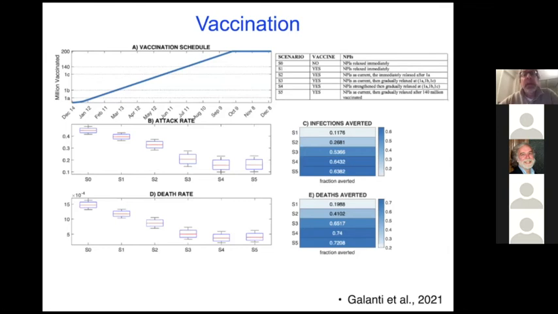In other words, the vaccine is going to get into more people's arms before they get the virus if NPIs are strengthened. So you can see in the S4 scenario, 64% of infections are averted from January 10th onward, and nearly 3/4 of deaths would be averted if we were to strengthen the non-pharmaceutical interventions.